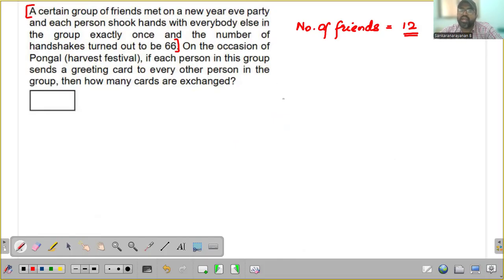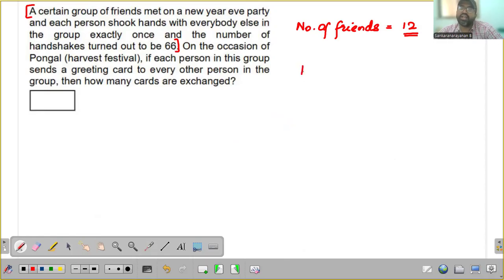Okay, so in the case of card exchange between two people, if there are two people, A and B, you can see that A is gifting a card to B, and B is gifting a card to A. AB and BA have to be dealt with separately, which means it's about arrangement. The order is important. Here there are 12 friends and each person is sending a greeting card to every other person in the group. The question is how many cards are exchanged.